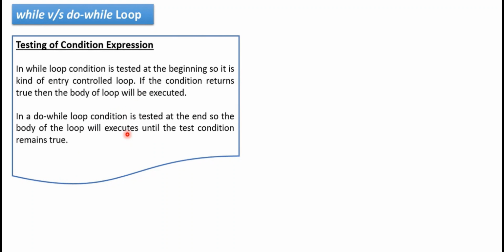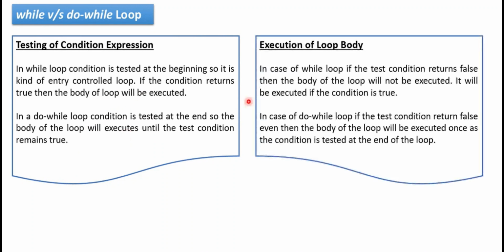The next difference is the execution of the loop body. In a while loop, if the test condition returns false, the body of the loop will not be executed, and it will be executed if the condition is true. But in a do while loop, even if the test condition returns false, the body of the loop will be executed once, as the condition is tested at the end of the loop. So the do while loop will execute once for sure.